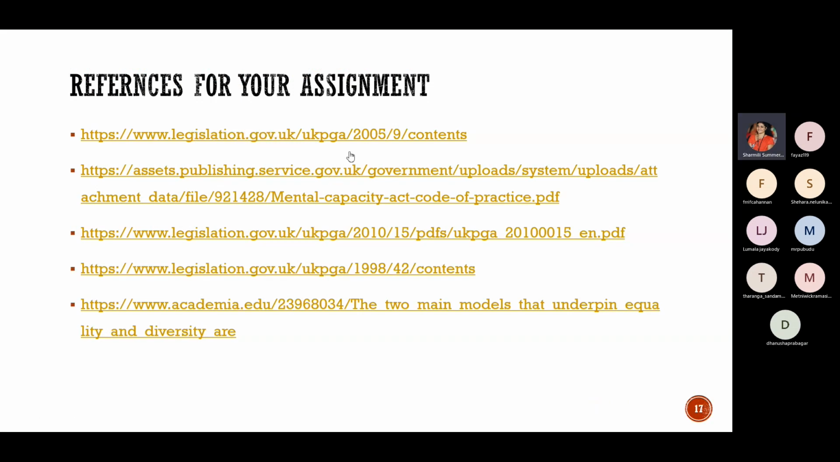For your first assignment, you can use these PDFs. There are some PDFs and page links, especially for the legislative acts like the Equality Act, Mental Capacity Act, and the Code of Conduct. For your better understanding, if you would like to read, I have put these links. Once you click, you can go to that page or download the PDF. You can use these as references I provided, but other than this, you can find a lot of references, and you can incorporate them while developing your assignment.